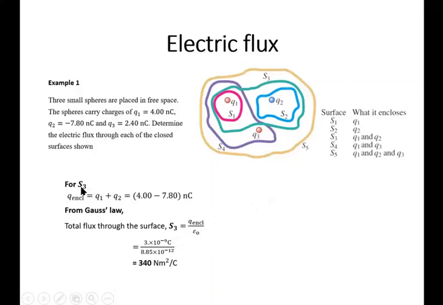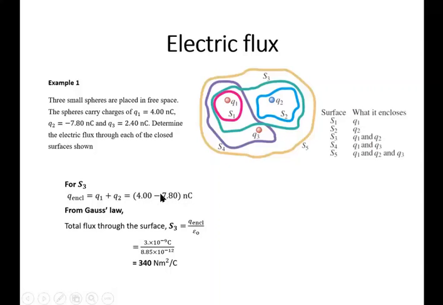Let me assist you to do one more. Calculate the electric flux through the third surface, which is S3. Now let's trace S3. S3 will be the green surface, and it goes through here all the way to the other end. We can see clearly that it encloses Q1 and Q2. So the total charge enclosed within the surface S3 is Q1 plus Q2, which is 4 plus negative 7.80, the same as 4 minus 7.80.